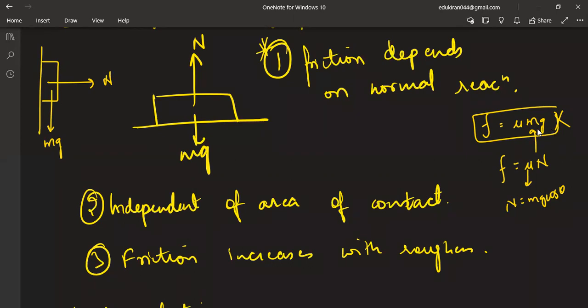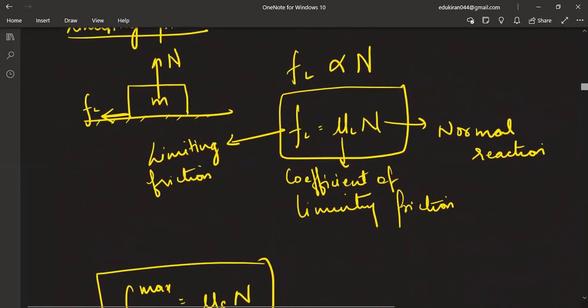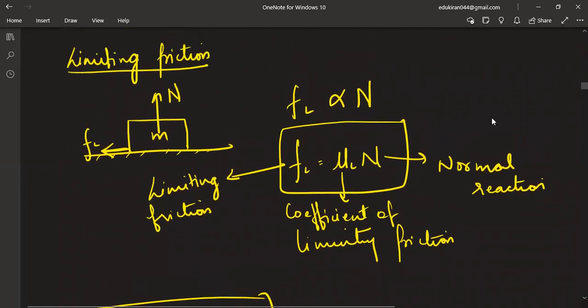And this is independent of the area of cross section. Even if you take a larger object or a smaller object, it depends upon irregularities. So how do we write it? F is equal to mu N. Now mu L will become the coefficient of limiting friction, right? Mu S will be the coefficient of static friction. Mu K will be the coefficient of kinetic friction.